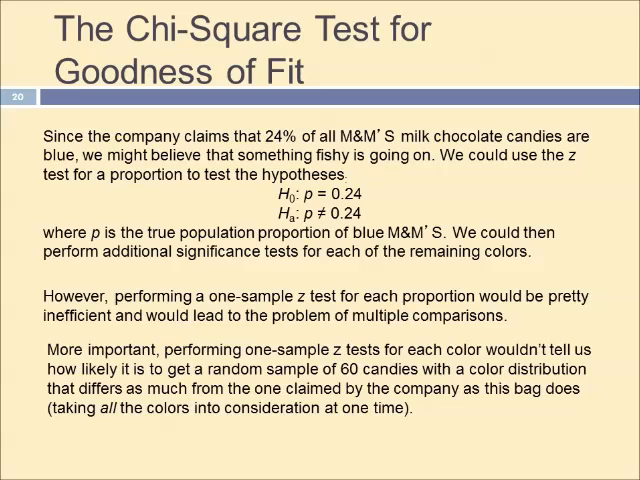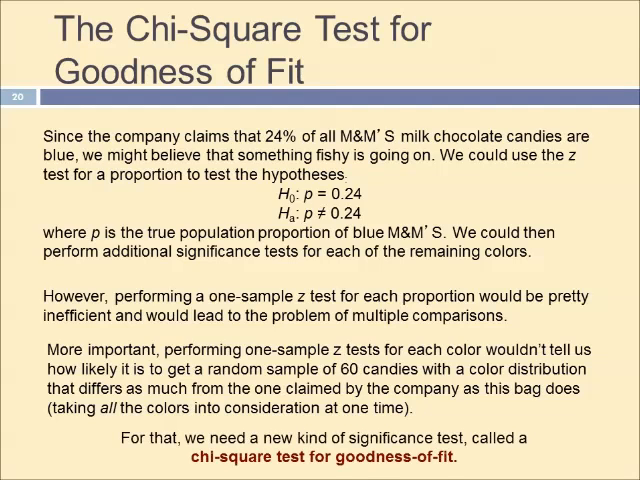As we saw before, however, performing a one-sample z-test for each proportion would be, for one thing, inefficient and would lead to the problem of multiple comparisons. More importantly, performing a one-sample z-test for each color wouldn't tell us how likely it is to get a random sample of 60 candies with a color distribution that differs as much from the one claimed by the company as this bag does. And that means taking all of the colors into consideration at one time. For that, we need a new kind of significance test called a chi-square test for goodness of fit.